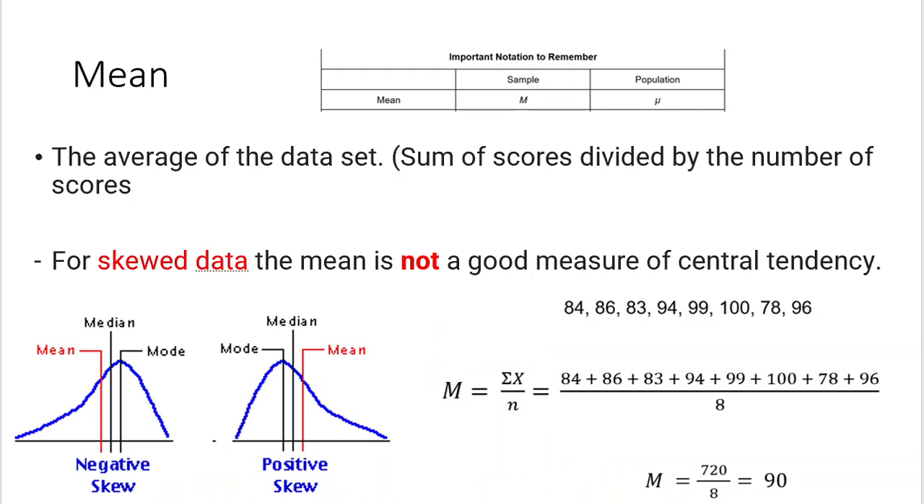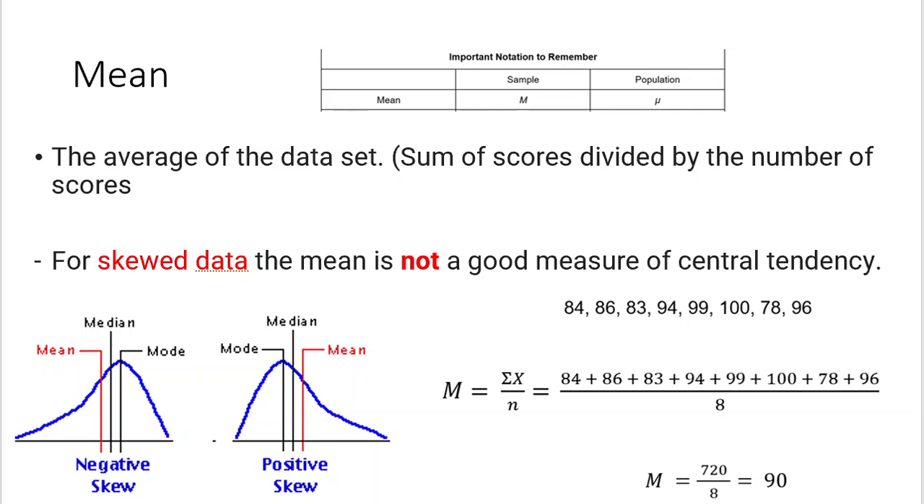Let's look at the mean first. The mean is the average of the data set, and how you calculate this is you sum all the numbers and then divide by the amount of numbers in your data set. In this case, we have 1, 2, 3, 4, 5, 6, 7, 8. So this would be n right here. And this symbol right here means we're going to sum each value. That's what we see here. Once we sum these values, we get 720 over 8, and the mean is 90.